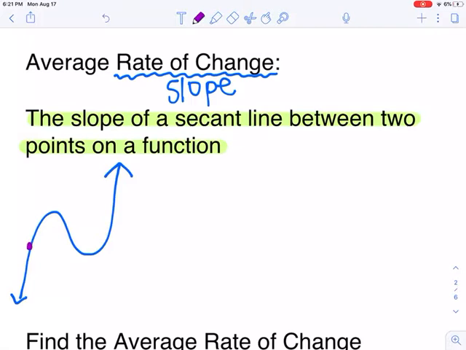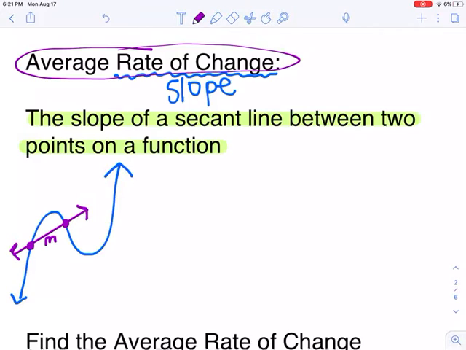So what's happening is we have a nonlinear function and we have two coordinates. When we take those two coordinates and draw a line through them, that's called a secant line. And when we find the slope of that line, that is what we call our average rate of change. We're finding the slope between 2 points to describe a non-constant change between 2 points on a nonlinear function.